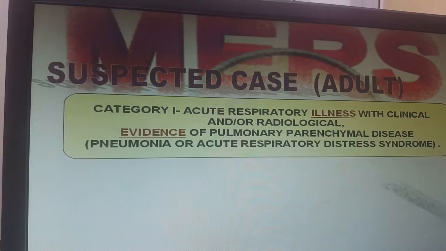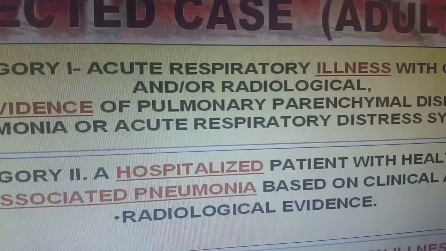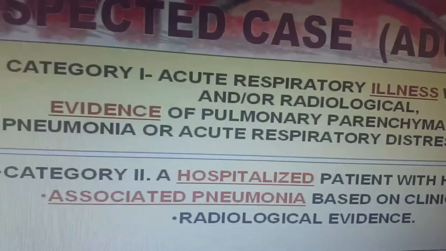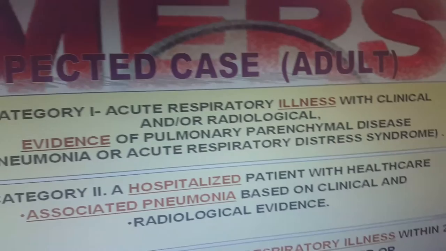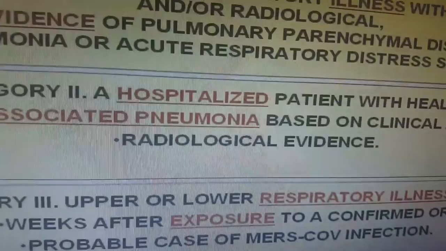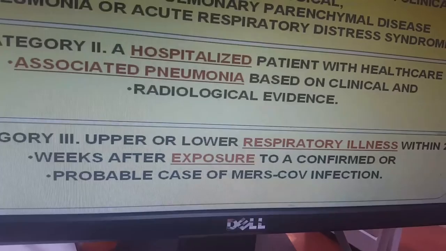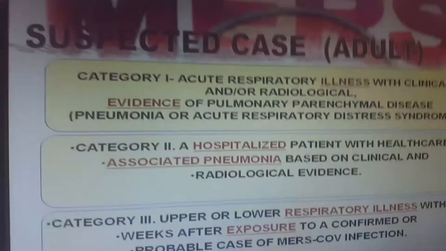MERS suspected cases. There are many categories: category 1, category 2, category 3. Category 1 is acute respiratory illness with clinical or radiological evidence of pulmonary parenchymal disease, like pneumonia or acute respiratory distress syndrome. Category 2 is a hospitalized patient with a healthcare-associated pneumonia based on clinical or radiological evidence. Category 3 is upper or lower respiratory illness within 2 weeks after exposure to a confirmed or probable case of MERS-CoV. So you can say this is a suspected case of MERS-CoV.